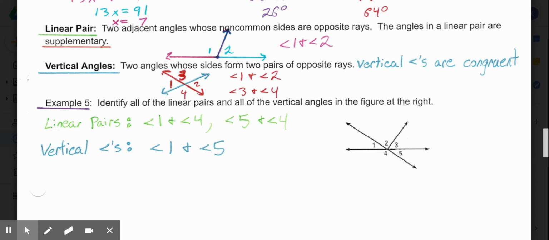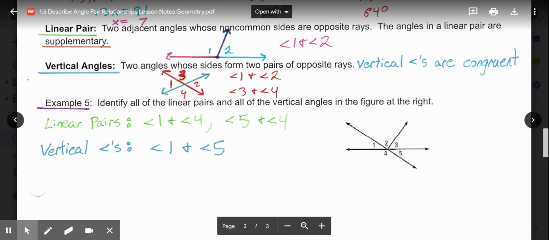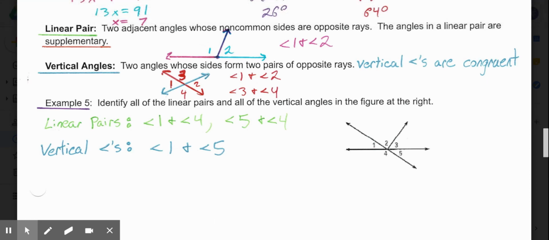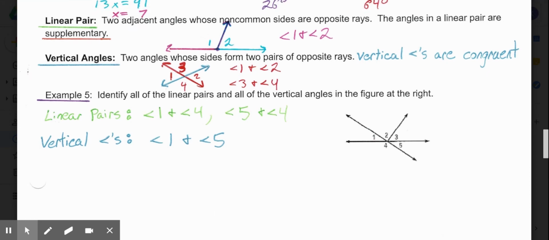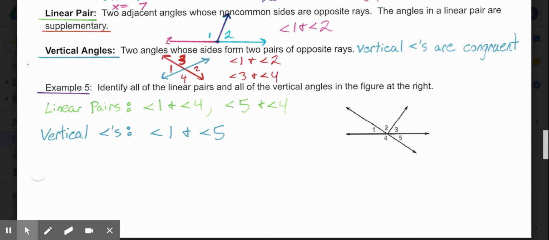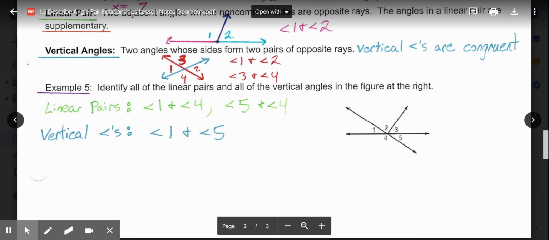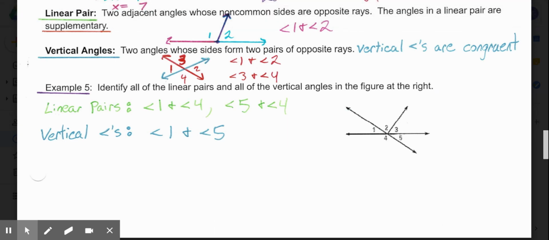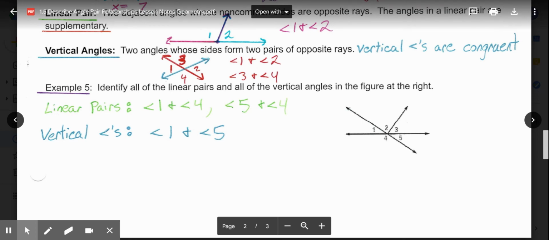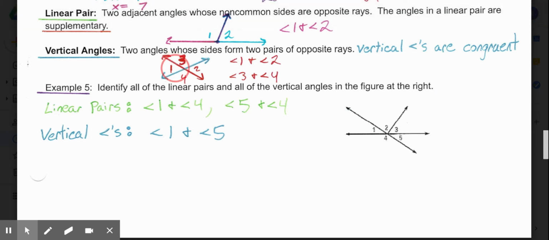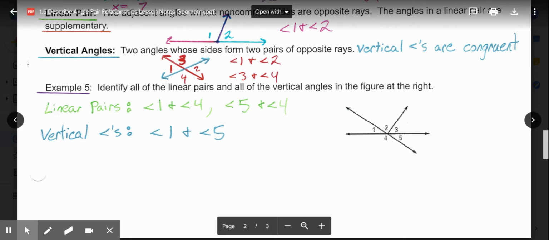Then we have vertical angles. Vertical angles are two angles whose sides form two pairs of opposite rays. So in this case, we have this red line and blue line, and angles 1, 2, 3, and 4. Angles 1 and 2 are vertical angles. Their rays form two different pairs of opposite rays. And then angles 3 and 4 are also vertical angles.